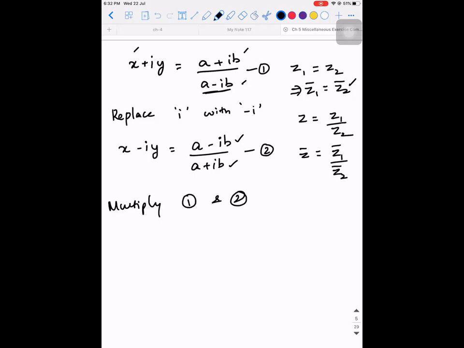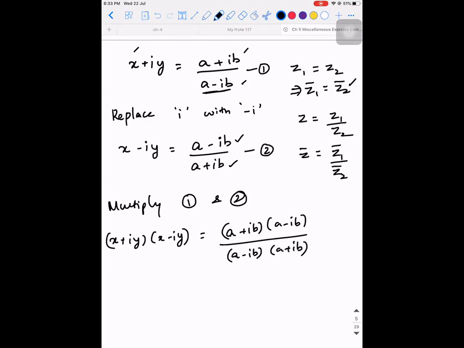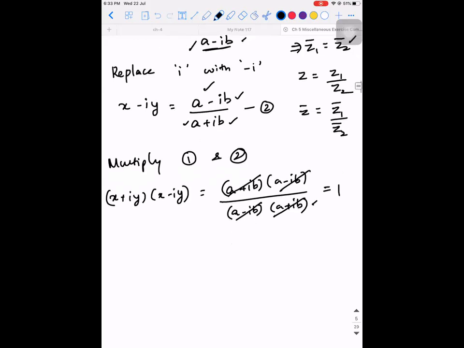So multiply the first equation and the second equation. You will have x plus iy into x minus iy is equal to a plus ib into a minus ib divided by a minus ib into a plus ib. Did you understand what I did? The product of the denominator, so what will get cancelled? a plus ib is gone, a minus ib is gone. This is 1. But if you observe the left hand side, it is nothing but x square plus y square. This is clear?